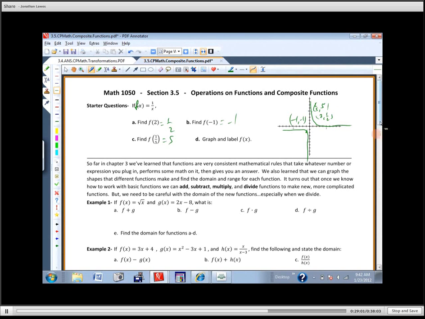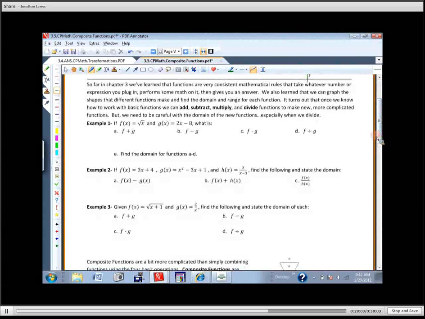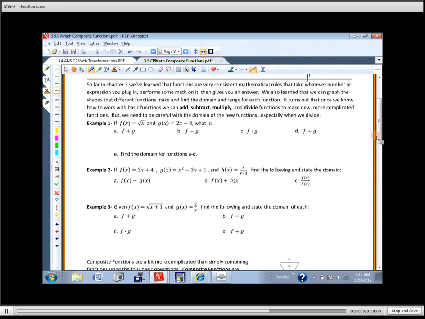Okay, the interesting thing is that what we're going to do now is we're going to take graphs or functions and we're going to put them together with other functions. As it turns out, you can actually add, subtract, multiply, and divide functions to make new, more complicated functions. Isn't that lovely? We like things to be more complicated, don't we? But if you learned the basics on regular functions that are pretty easy to work with, we can take those basic building blocks and we can understand things that are more complicated.